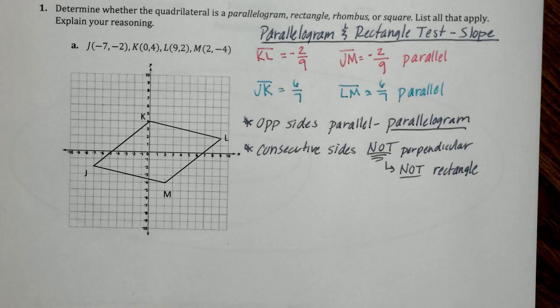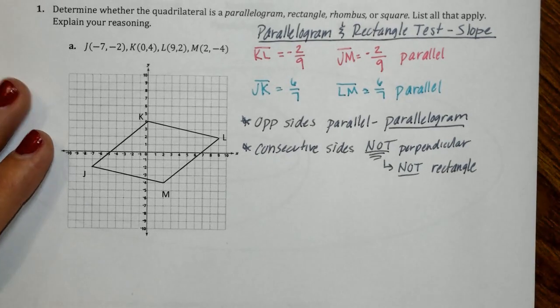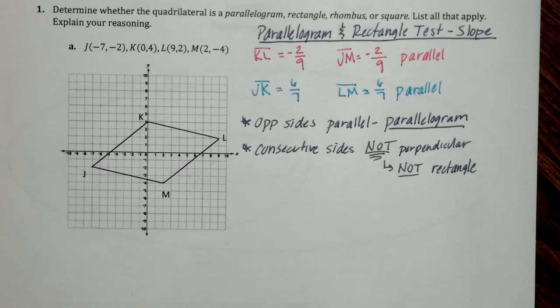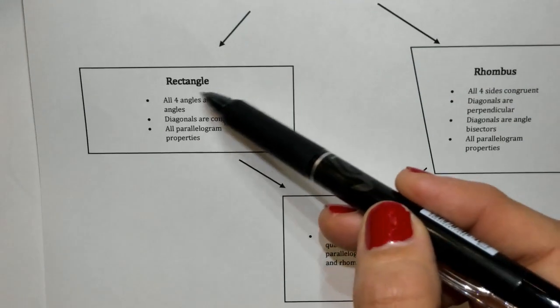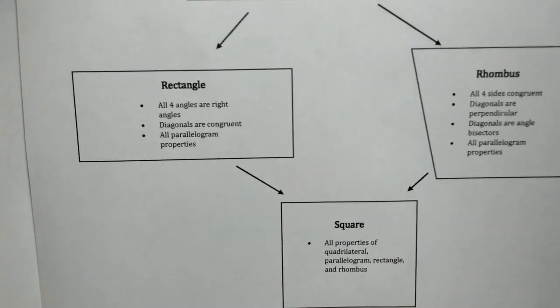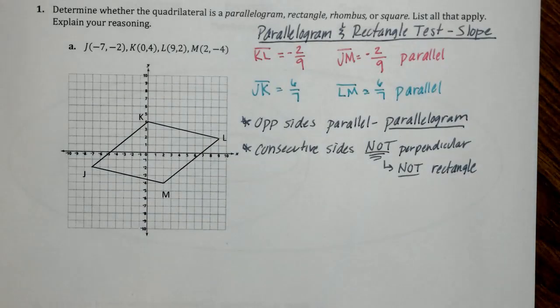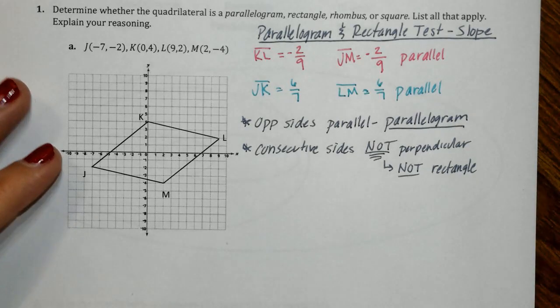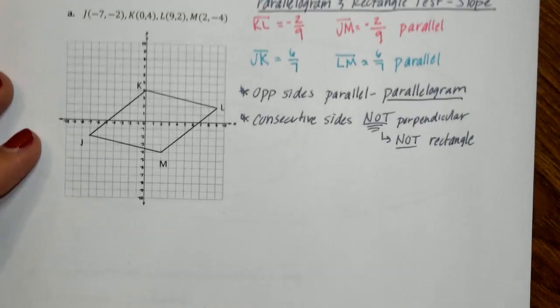But now we need to test for the rhombus, okay? Because it is not a rectangle, it cannot be a square, okay? Because again, with this flow chart, in order to be a square, it has to have these properties. Since it's not the rectangle, it cannot be a square. But we need to test to see, is it a rhombus? Doing this, you can use distance formula for all 4 sides and figure out if they are all congruent, but there's a much shorter way to test for the rhombus.